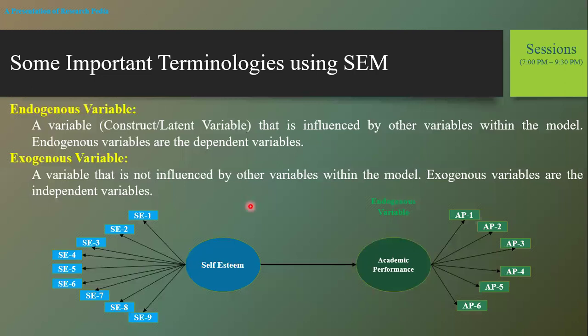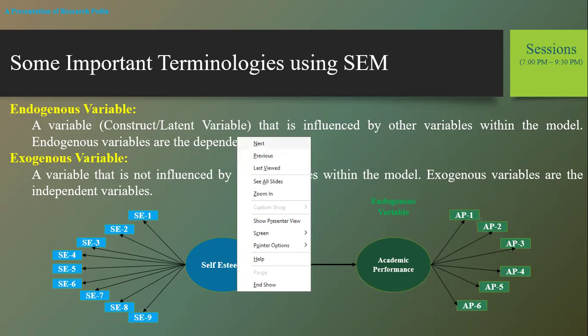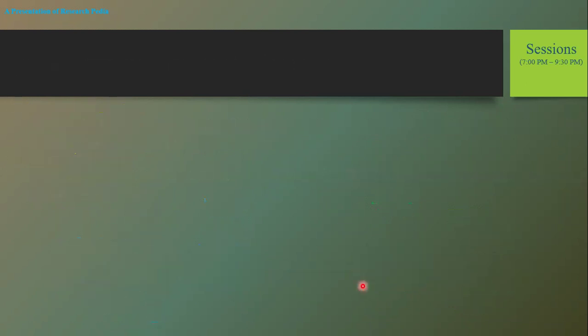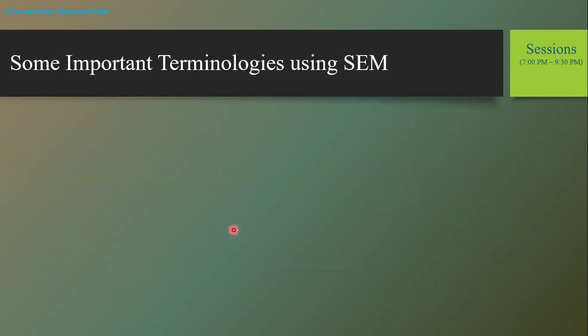So I was discussing, when you need to analyze the impact of one variable on another variable, the variable which is influenced by the other variable is known as the endogenous variable, and the variable which is actually influencing is considered as the exogenous variable. So self-esteem is exogenous in this way because it is influencing the endogenous variable. So you have been able to understand the basic difference.